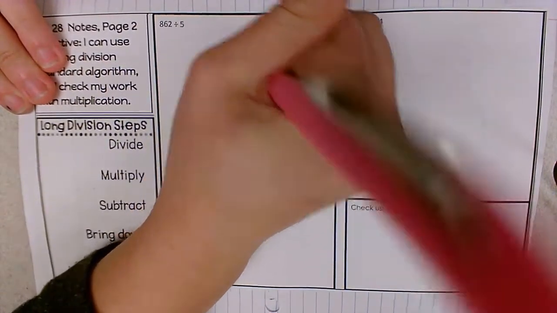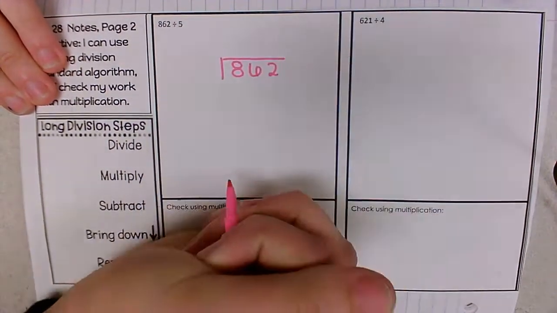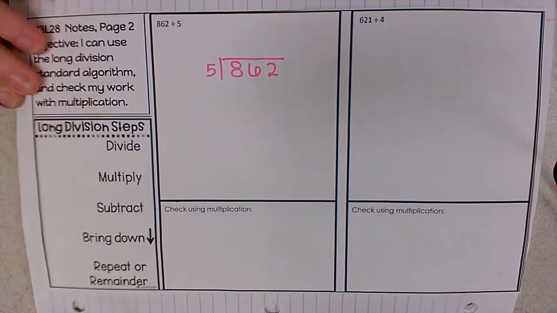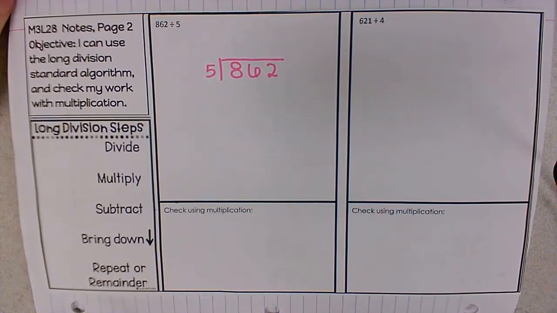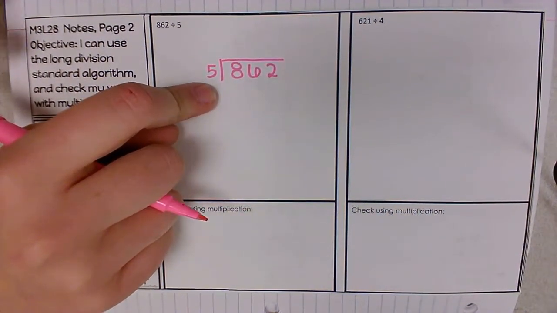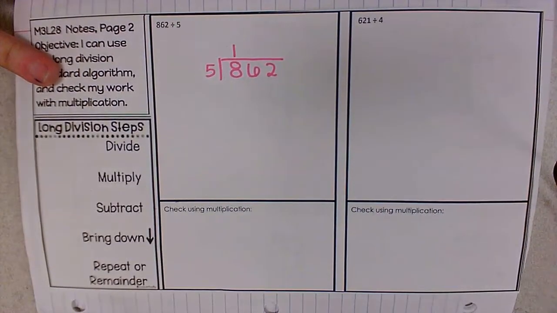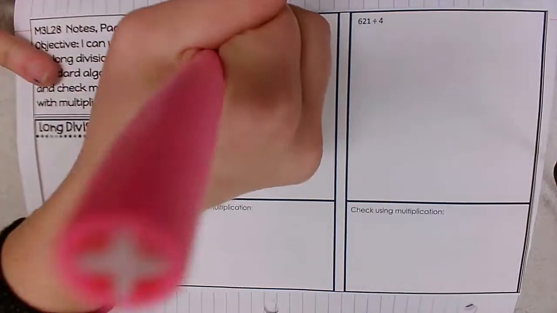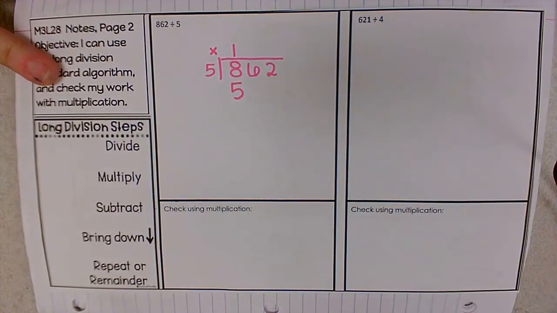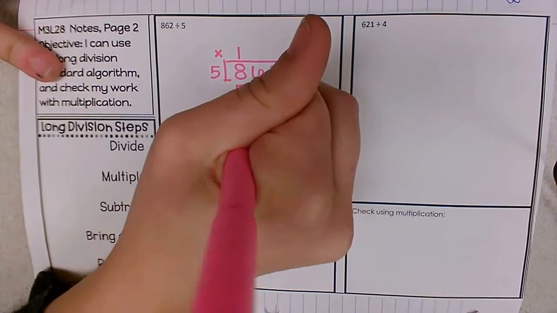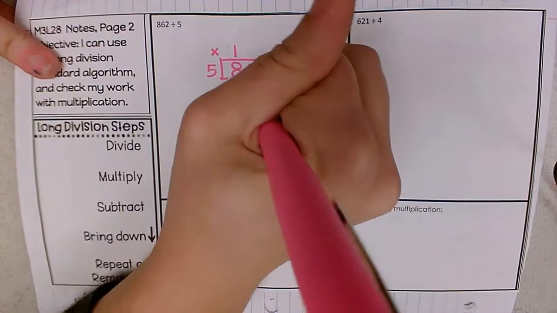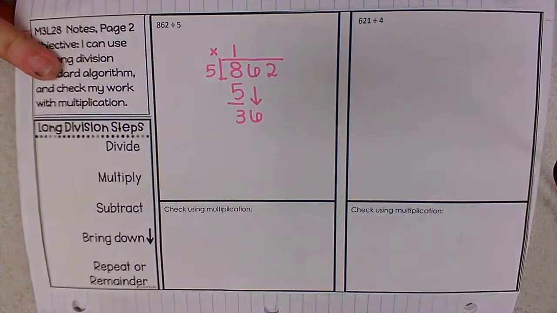My dividend is 862. My divisor, number knocking on the door, is 5. Divide, multiply, and subtract. Bring it on down and bring it on back. Divide. 8 divided by 5. The closest math fact I can get to is one group of 5. Multiply. 1 times 5 is 5. Divide, multiply, and subtract. 8 minus 5 is 3. Bring it on down and bring it on back.